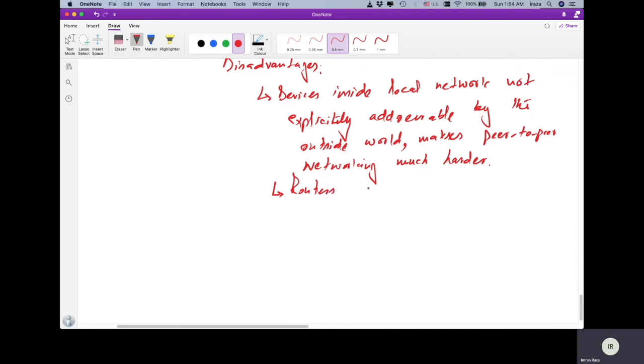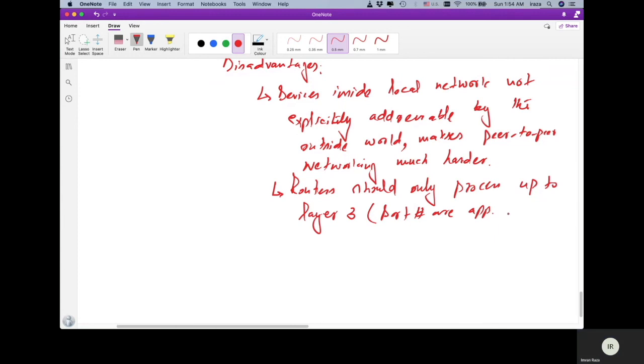Routers should only process up to layer 3. I mean, they should not be dealing with port numbers, because port numbers are application layer objects. Okay.